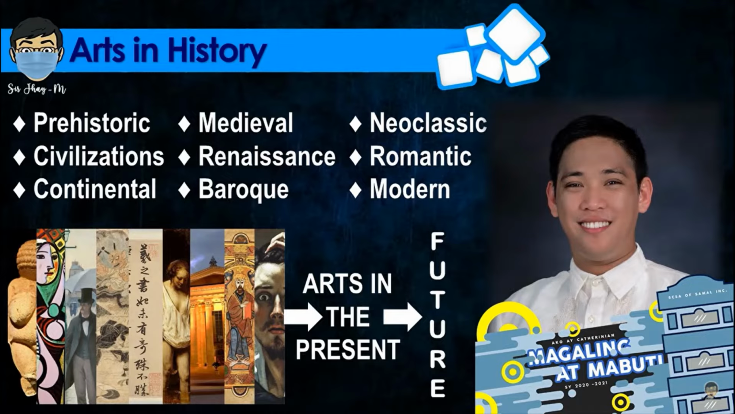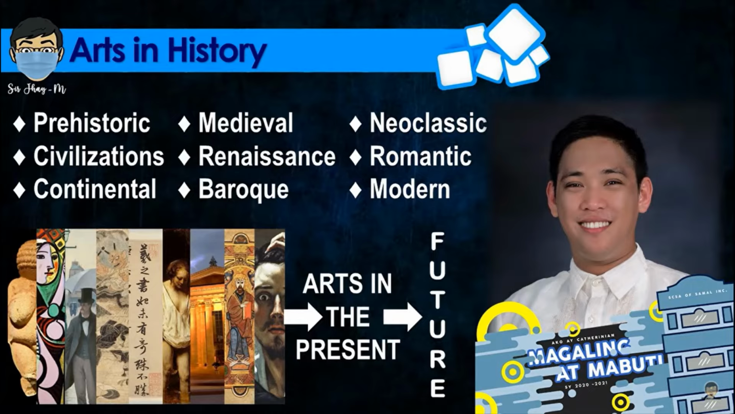Prehistoric to modern. I know these words are already familiar to you because these are the arts that you learned when you were in junior high school. Prehistoric and civilizations, iyan ang mga sining na ginamit at ginawa ng mga unang tao. When you were in grade 8, you learned Asian art, and that's an example of continental arts. Pagdating naman ninyo ng grade 9, you encountered the terms medieval, Renaissance, and Baroque art. And of course, come grade 10, you learned so much about neoclassic, romantic, and the last is modern art.